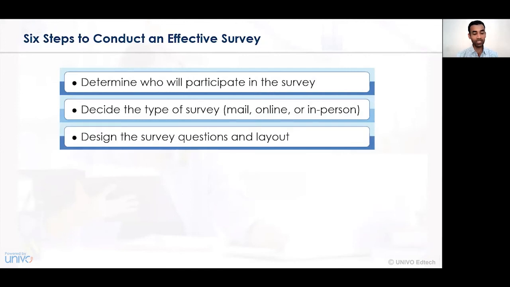Designing the survey questions and layout. So accordingly, the next process is to design the survey. The questions need to be arranged in a certain sequence, and accordingly, based on the questions that have been framed, the layout needs to be prepared.